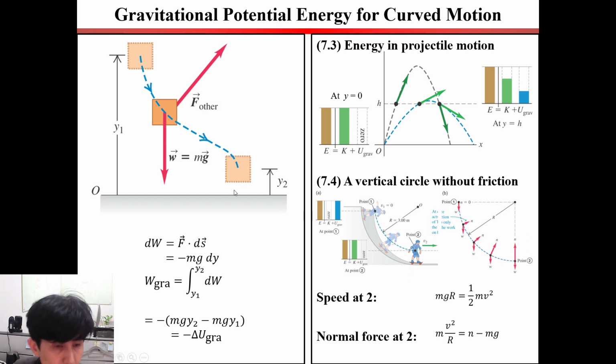This is related to the previous chapter, the work for a curved motion. I mentioned before in chapter 6 that if an object is moved from one point to the other under a gravitational force, the work done by the gravitational force does not depend on the path.